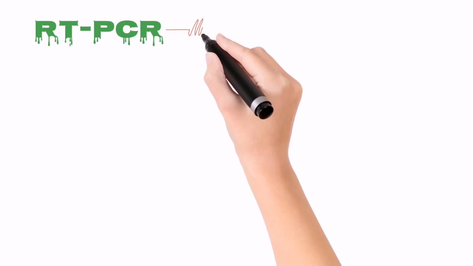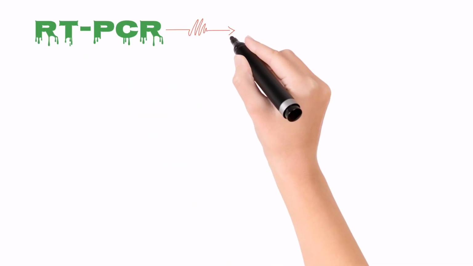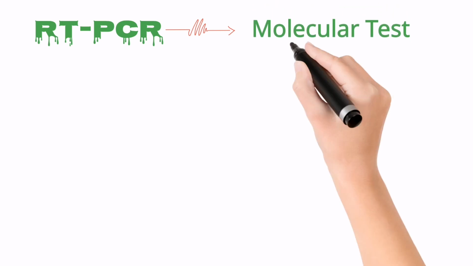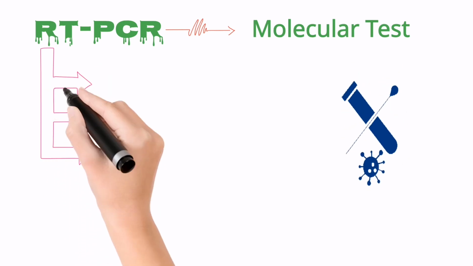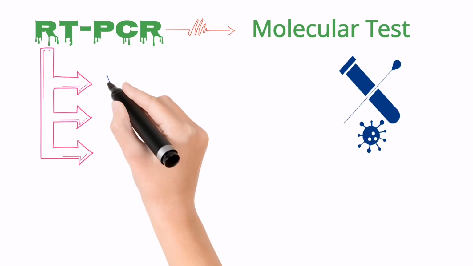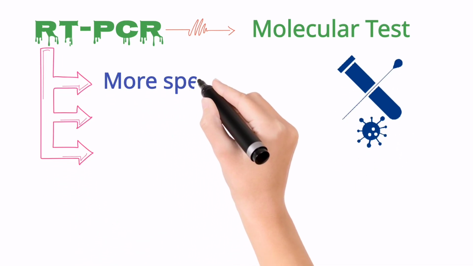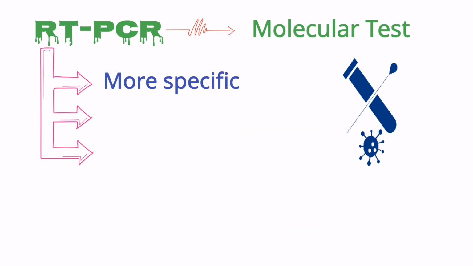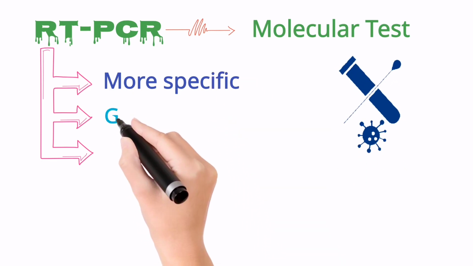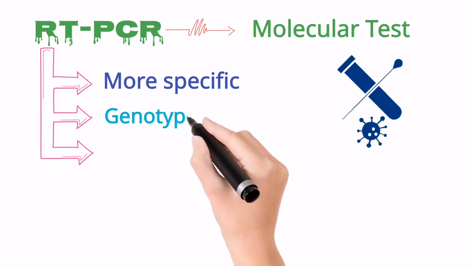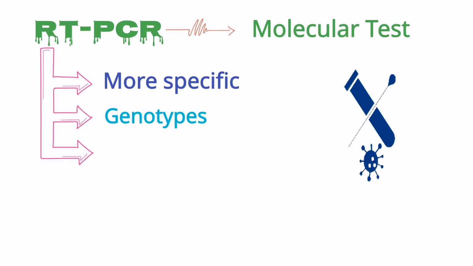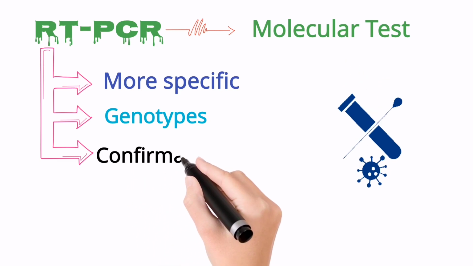Third, we will discuss the RT-PCR or real-time polymerase chain reaction test. It is a molecular test. It is a more specific test than NS1 and IgM or IgG tests. And we can determine the different genotypes of dengue by doing this test. Real-time PCR is a confirmatory test.